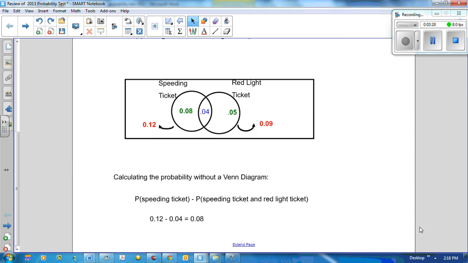If I wanted to calculate it without a Venn diagram, I would need to know the probability somebody got a speeding ticket, and then I would have to take off speeding ticket and red light, but I would still have to know this area. So I feel like drawing the Venn diagram really helped me think about it.